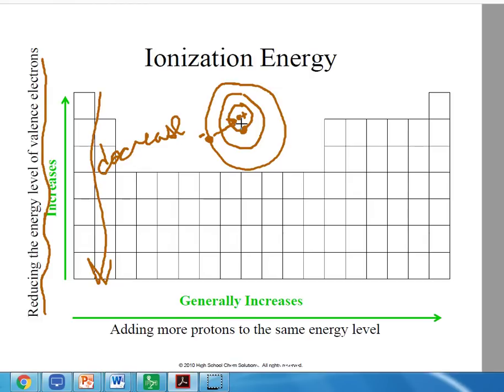So you can think about it like this: if your mom is a bodybuilder, it's going to be hard to kidnap you from her because she is going to tackle whoever tries to. But if your mom is not very strong, then it's easier to remove the electron, or kidnap the child, so to speak. So as we move across, the ionization energy gets bigger because we're adding more protons.